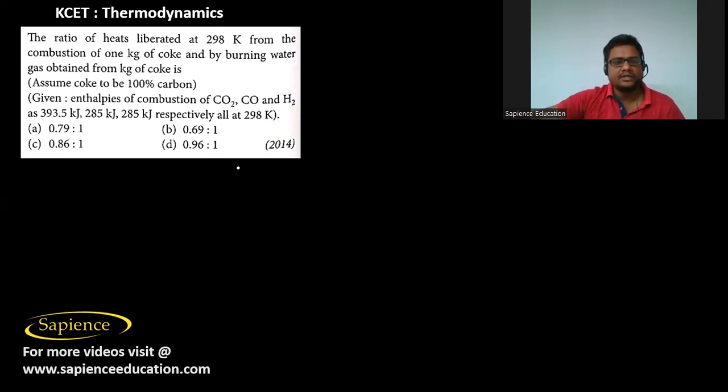Then here it is told the ratio of heats liberated at 298 Kelvin from the combustion of 1 kg of coke. So C plus O2 gives CO2, and here some heat will be evolved. The ratio of heat evolved by the combustion of 1 kg of coke, and by burning water gas obtained from 1 kg of coke.